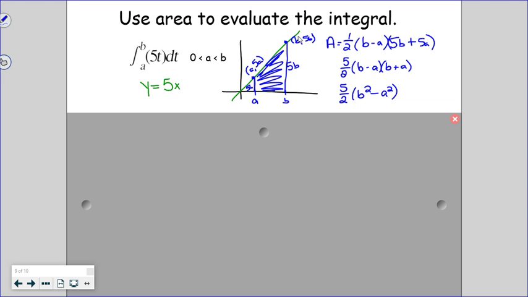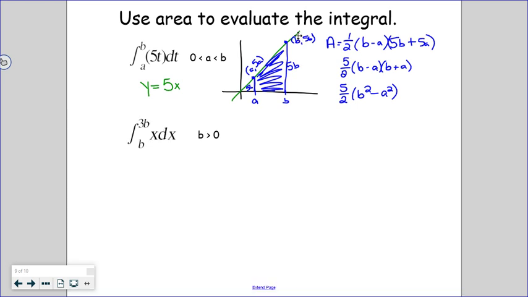Okay, with that same idea, I want you to try this one. You can work with your table partner if you would like. The integral from b to 3b of x dx. b is greater than 0.